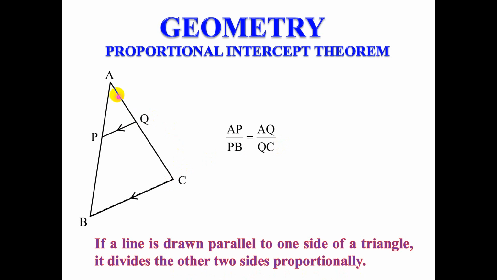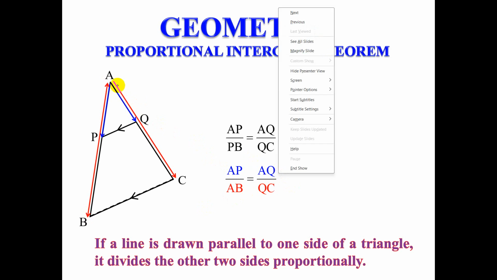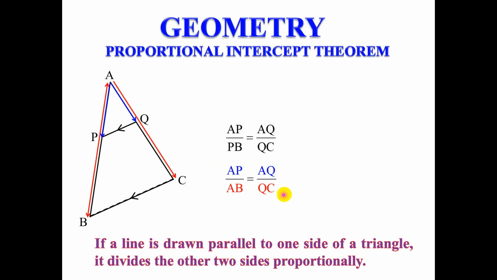We can also look at AP and take it over the entire side called AB. If we had to do that, we could state that AP, which is indicated in blue, over AB would be equal to AQ, which I have written down, over the entire side AC. So the key point is we're looking for a triangle and we're looking for a line parallel to the third side. And if we see these parallel lines, then we know that the ratios are in proportion.